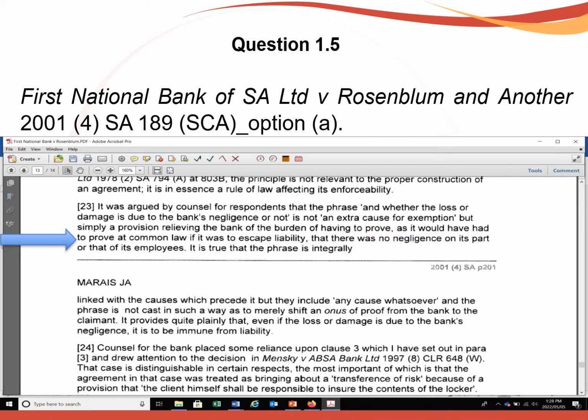Then your last case, the F&B versus Rosenblum case, again, you would have looked to paragraph 23, and here you could have given me a page number reference as well. You could have told me page 201 or 200, and I would also have awarded a mark. So this would have been option A.